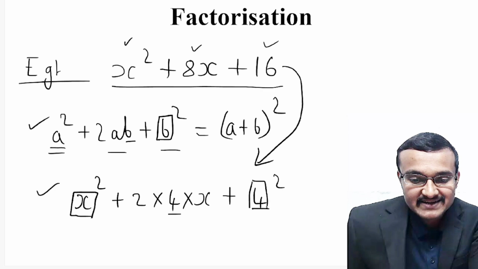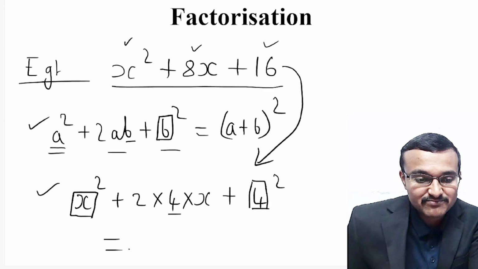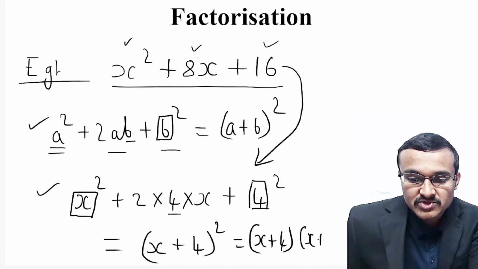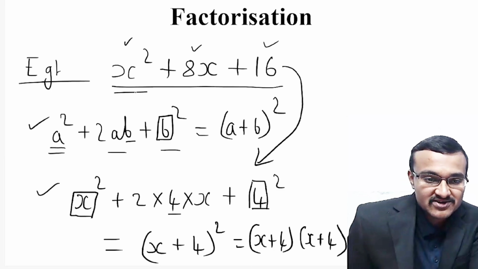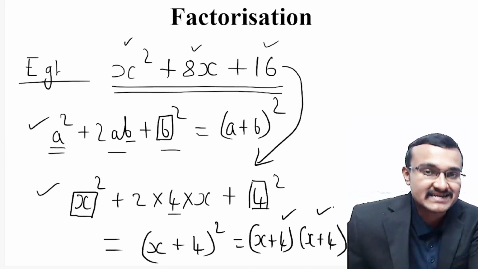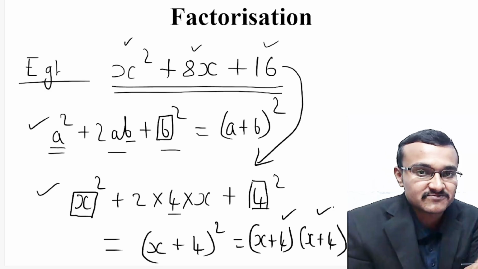So instead of writing this particular equation, we can simply write (x + 4) whole square. So that is actually (x + 4) into (x + 4). So the factors of this particular x square + 8x + 16 will be (x + 4) and (x + 4). That is (x + 4) into (x + 4).